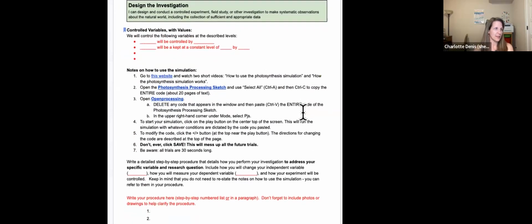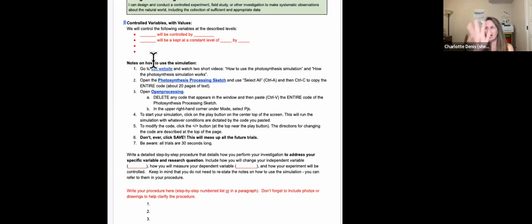And then there's guidance here about how to use the simulation. They copy the code and paste the code into Open Processing. We don't have time to do that here today, but a picture shows up of a piece of Elodea with little bubbles coming up off the Elodea. So it's a simple animation or simulation.